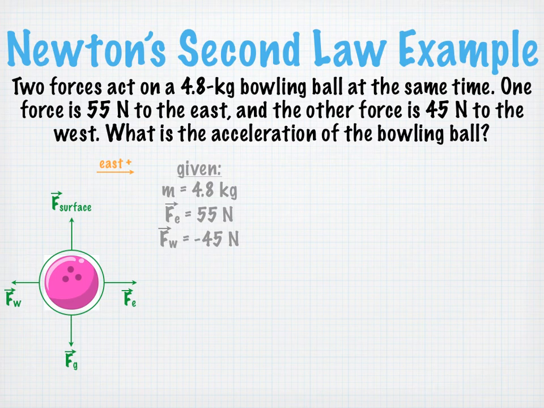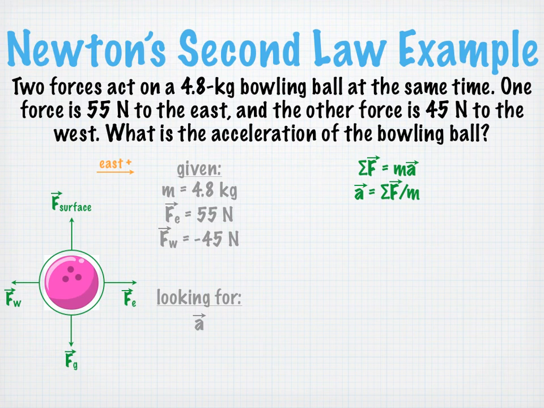Next, what is the problem asking for? The acceleration of the bowling ball. So now we need an equation. The equation for Newton's second law contains force, mass, and acceleration. That will include our knowns and unknown. We're looking for acceleration, so we want the form of the equation that solves for acceleration.